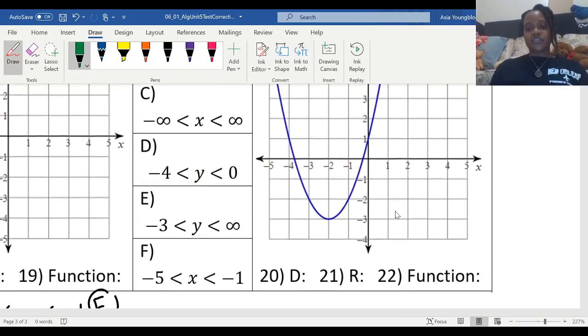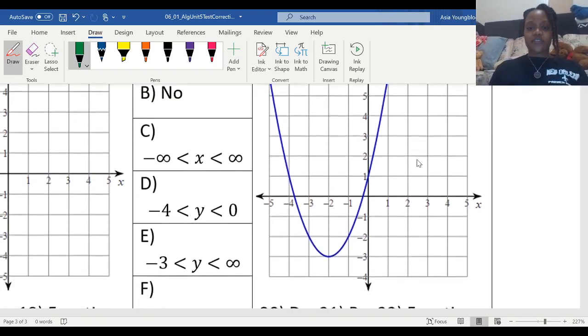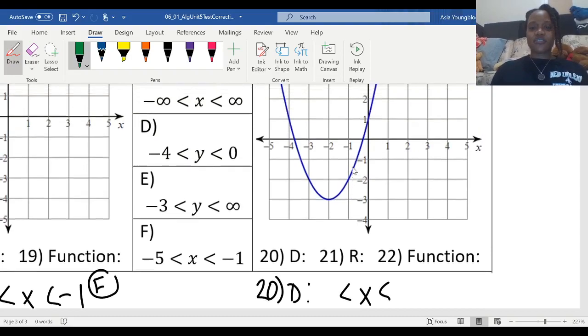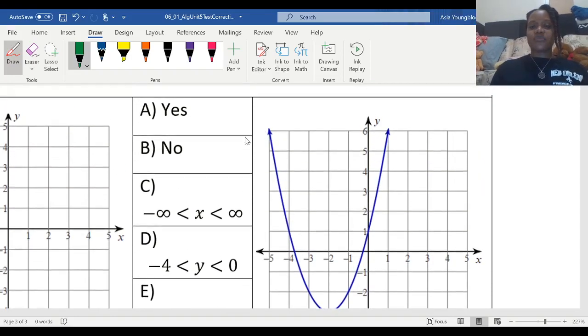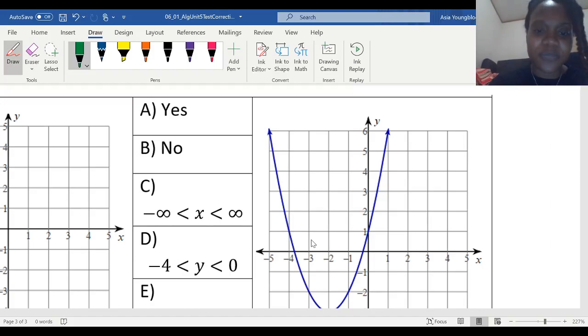The next set, 20 through 22, is the same process, same questions, just a different graph. So remember, the domain is looking at the x values, how far left and right the graph goes. This graph is a little trickier because it has these arrows. When we see these arrows on this shaped graph, which is called a parabola, the graph of a quadratic equation, a function, you can extend them.